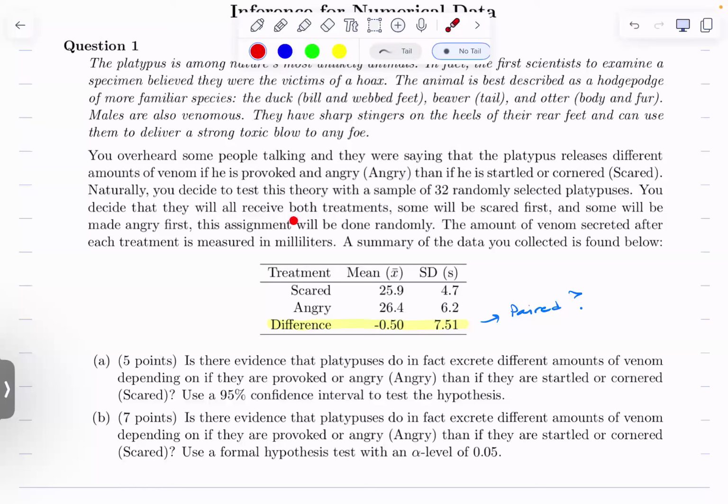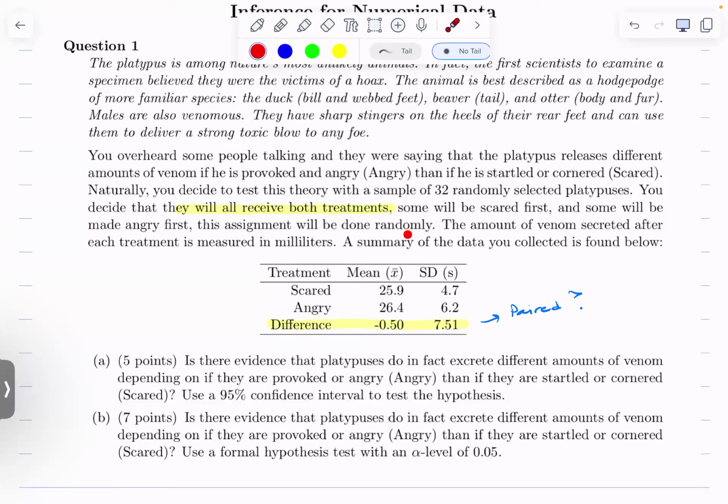Aha, that sounds good, especially because I'm trying to talk myself into this thing being paired, right? And what's paired data? It's paired if you have two measurements on the same subject, right? And so here, they will all receive both treatments. Okay. Some will be scared first, and some will be made angry first, and this assignment will be done randomly. Oh, good. Proper protocol here.